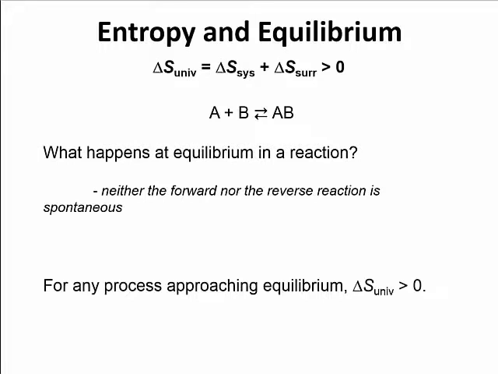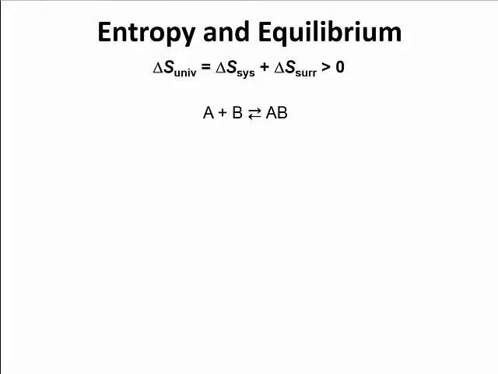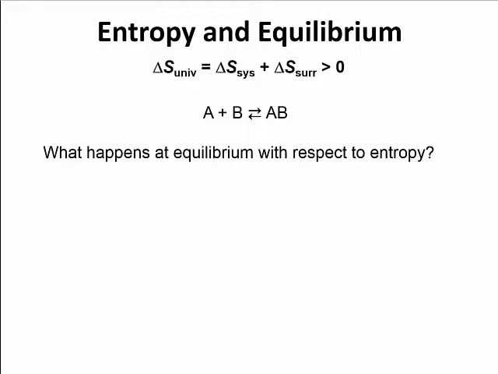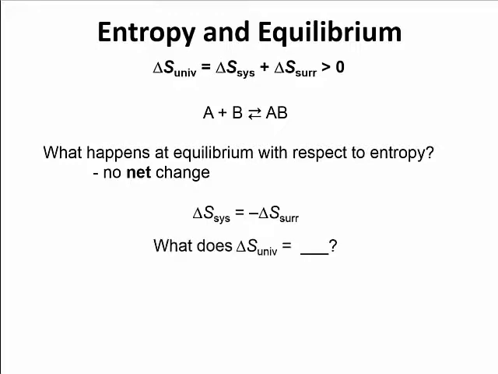Now, for any process that's approaching equilibrium that hasn't gotten to equilibrium yet, delta S of the universe always still has to be greater than 0. Okay, but what happens when we're finally at equilibrium with respect to entropy? Well, we're going to see no net change. In other words, delta S of the system is going to be equal to negative delta S of the surroundings. So what does delta S of the universe equal then? It equals 0. So when delta S of the universe is 0, we're at true equilibrium.